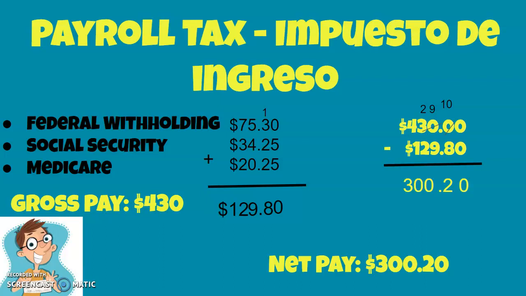So, el pago neto es lo que tú vas a recibir después de que tú pagues los impuestos. So, tú vas a recibir $300.20. So, your net pay, the amount you get to take home, is $300.20.